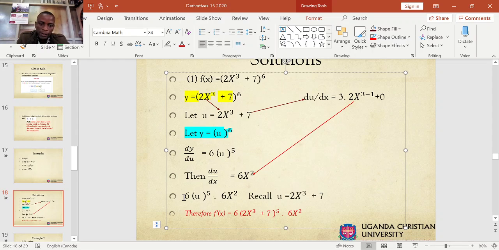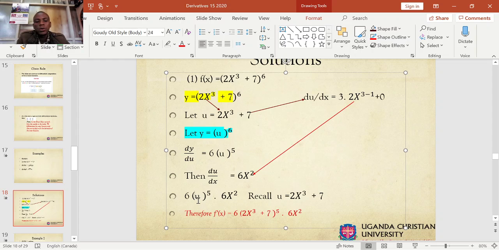That's why I think we are now having 6 into u to the power 5. This is dy/du times du/dx, which is 6x squared. Put together, but to recall, our u, the inner one, we know it. Recall u is 2x cubed plus 7. So at this point, we can replace our u with the u we stated earlier.